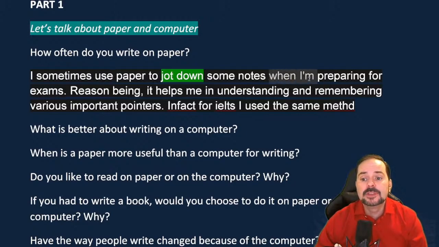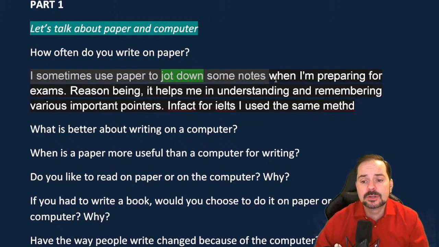And I love this part here because this is showing me complex grammar. This is again a conditional of time, of real time. The dependent clause comes after the independent clause in this case. We could reverse this, students. We could say, when I'm preparing for exams, I sometimes use paper to jot down some notes. Okay. And then here, this is nice natural language. Reason being, it helps me in understanding and remembering various important pointers.